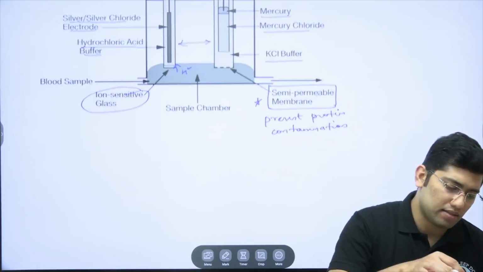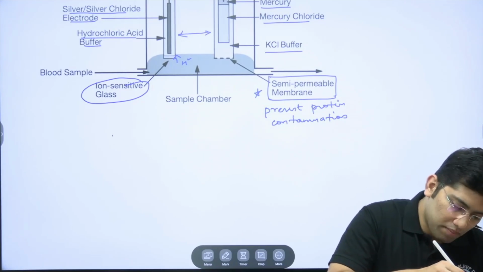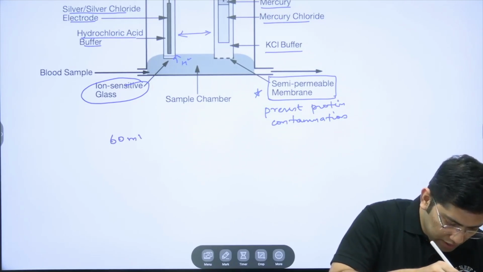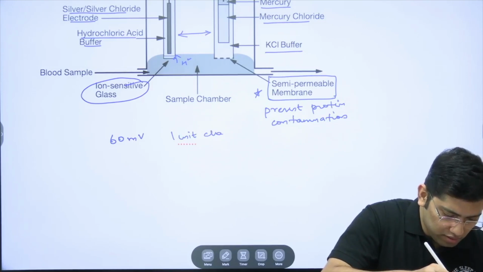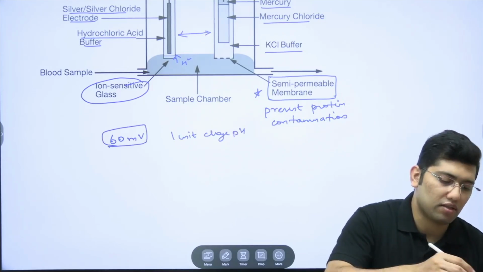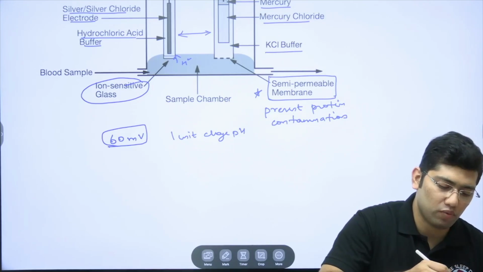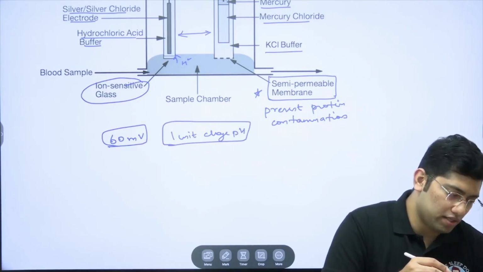Okay, this measurement is almost always constant. That is, there will be an output of 60 millivolts for 1 unit change in pH. That is, the voltage that is measured will change by 60 millivolts for every unit change in pH.